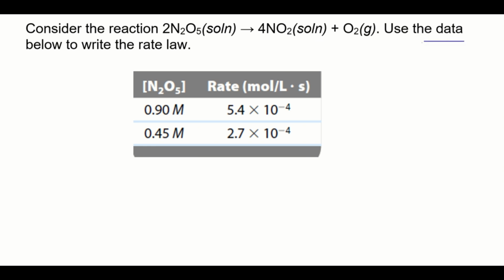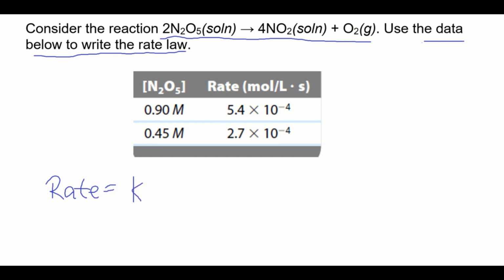We're asked to use the data below to write the rate law, and we're given the balanced equation for this reaction. Rate laws are written in the form rate is equal to the rate constant, which is lowercase k, times the concentration of the reactant, in this case dinitrogen pentoxide, raised to some power. And we'll just call that x for now.